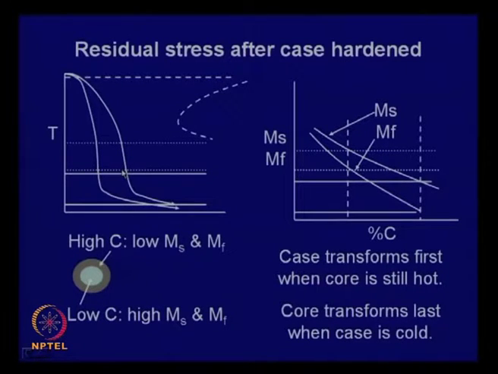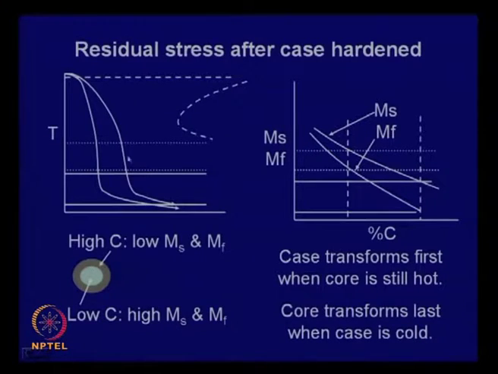Now, the core will try to expand. If the core, which is low carbon content, is trying to expand, the hard case will not allow it to expand. So, the case transforms first when the core is still hot, whereas the core transforms last when the case is cold. Therefore, you will have a residual compressive stress on the surface.